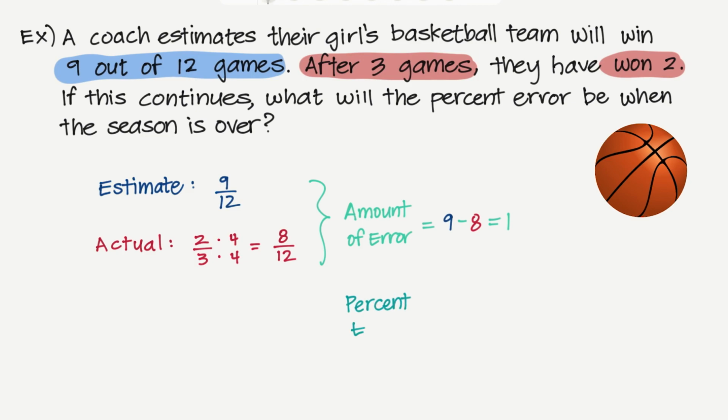And to do that, one more time, remember we are going to be dividing that amount of error, which is 1, and dividing that by the actual amount of 8. And 1 divided by 8 is the decimal 0.125, which is 12.5%. Okay, so the coach wasn't too far off in their estimate, but they still made a slight error.